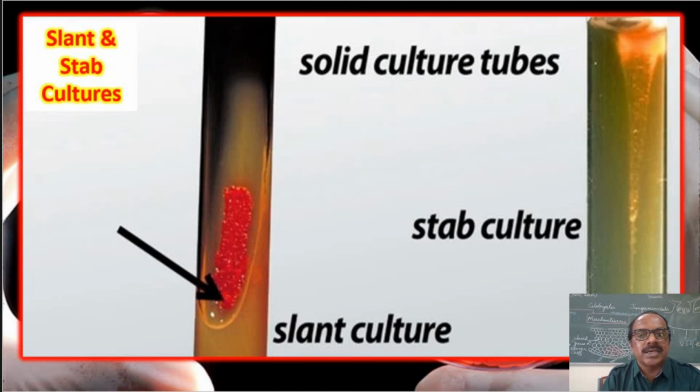and that is called slant culture. A stab culture is one where inoculum is taken with the help of an inoculation loop, and the inoculation loop is stabbed into the solid medium. It is pierced into the solid medium, by which you are introducing the cultures deep into the medium. So you are seeing on the right hand side the stab culture, where the microbes are stabbed. They are inserted deep into the nutrient medium. That's called stab culture. One is slant culture, the other one is called stab culture.